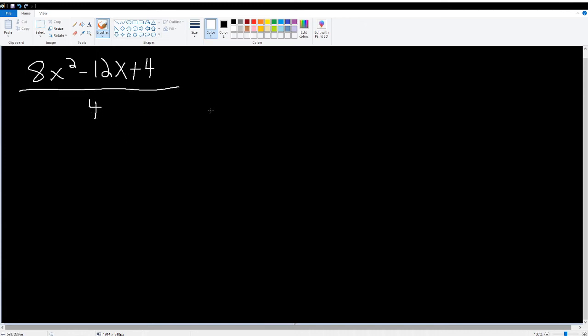So the easiest way, you can see that every term in this polynomial can be divided by 4. So 8 divided by 4 is 2x squared. Negative 12x divided by 4 is negative 3x. 4 divided by 4 is just plus 1. So that'd be the easy way.